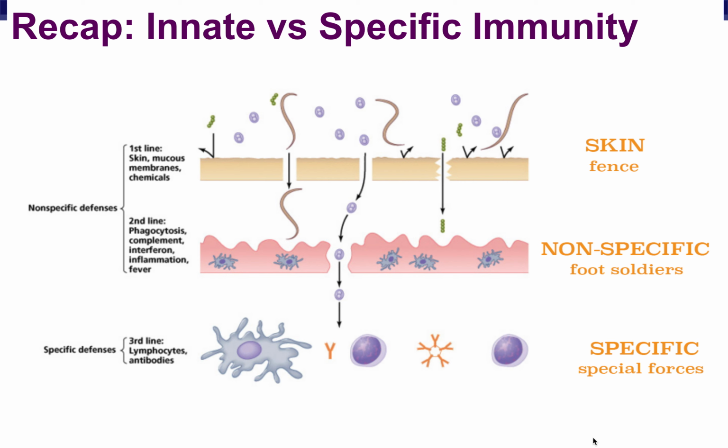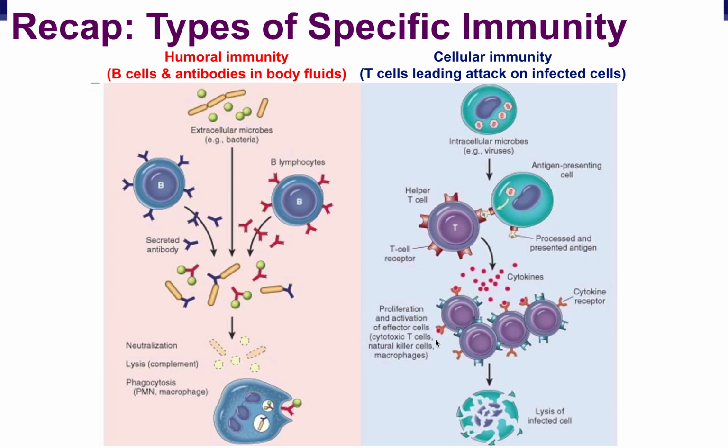So just to remind you, specific immunity is the third line of immunity after a bacteria or a virus or any other pathogen has gotten past your innate defenses and somehow started invading your body and infecting your tissues and cells. When a pathogen has gotten past and is actively infecting your body and reproducing, we have two kinds of immunity involved in specific immunity, and that's humoral immunity and cellular immunity.